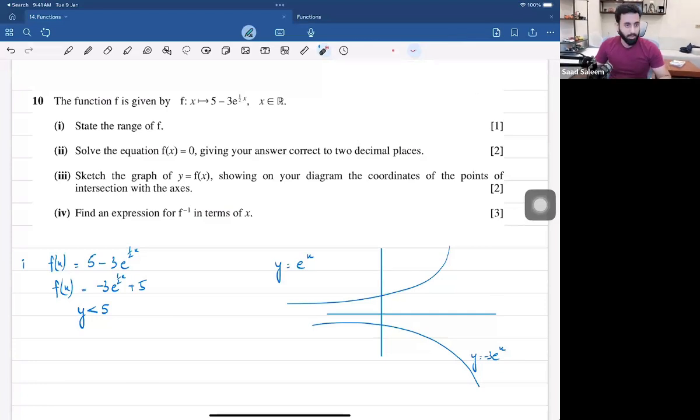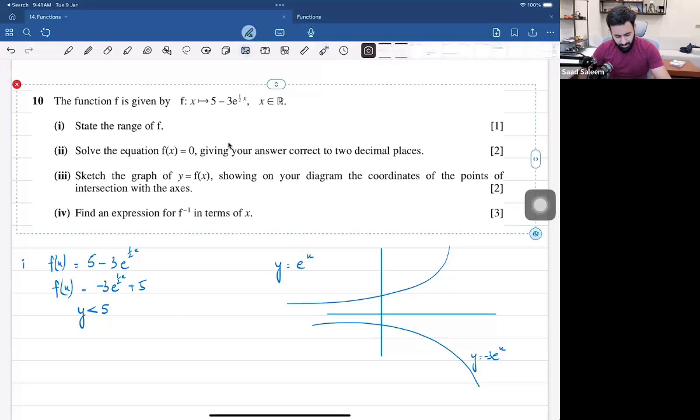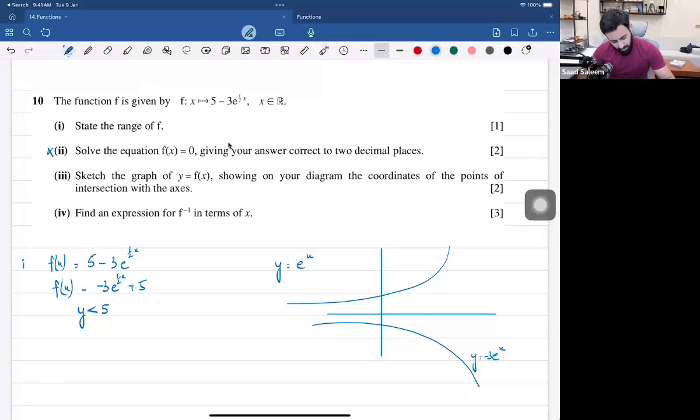Now let's do the following part. The following part says: solve the equation f of x equals 0, giving your answer correct to 2 decimal places. Okay, so actually I'm going to skip this. And here's the interesting bit I just realized. Notice that you have to sketch the graph, correct? So what you can do is first sketch it and then answer part 1. So you can do that also.